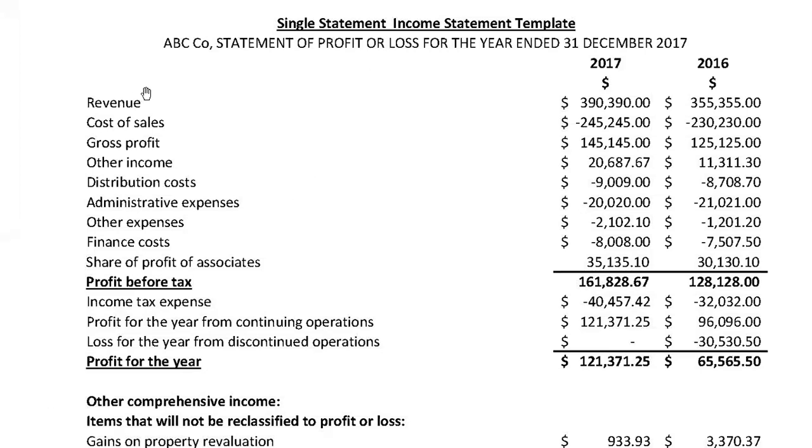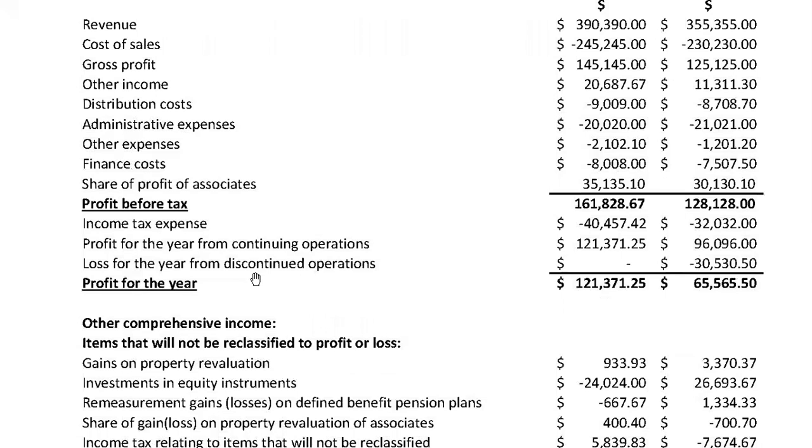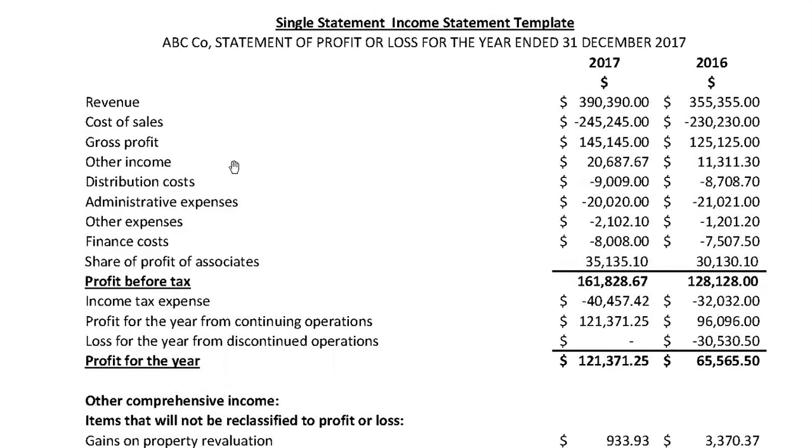Here you can find revenue, cost of sales, gross profit, other income, distribution cost, admin expenses, other expenses, finance cost, share of profit of associate in case of a group of companies, profit before tax, income tax, profit from continuing operations, loss from discontinued operations, and profit for the year. Normally we prepare this kind of statement.